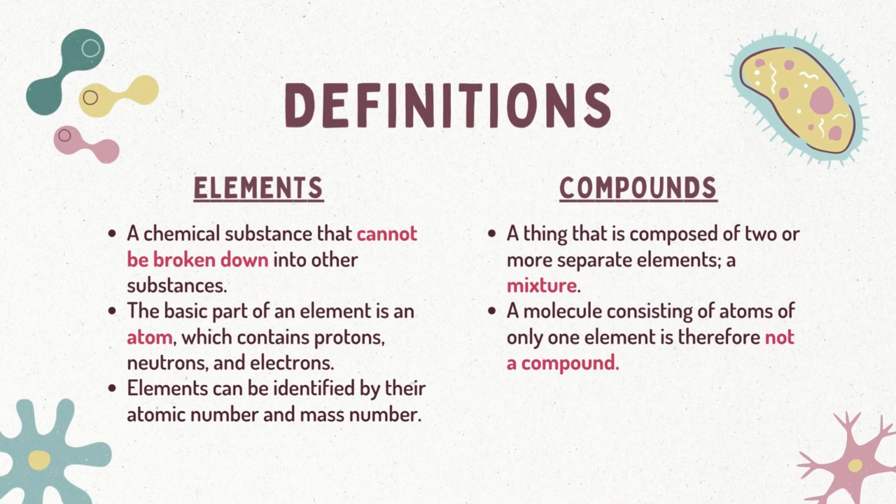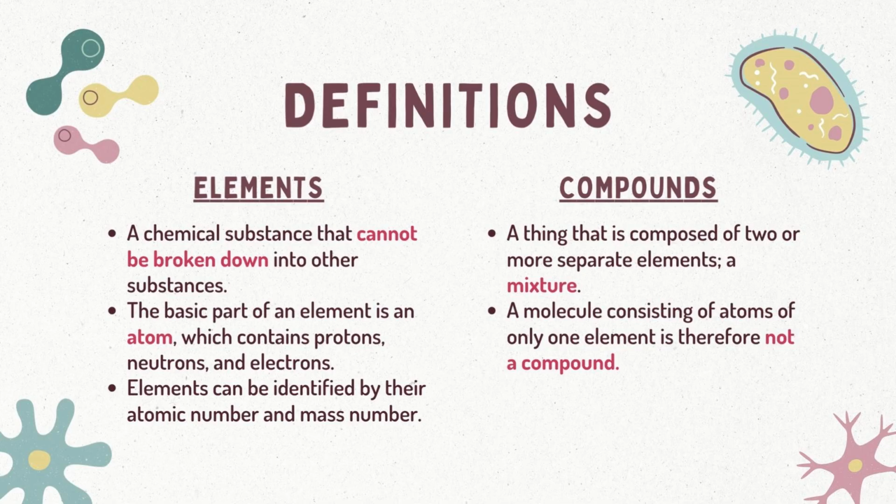An element is a chemical substance that cannot be broken down into other substances. An example would be hydrogen or oxygen. The basic part of an element is an atom, which contains protons, neutrons, and electrons. And elements can be identified by their atomic number and mass number.